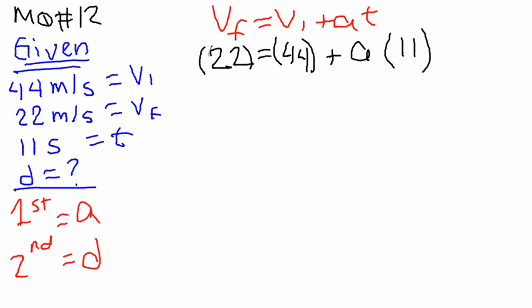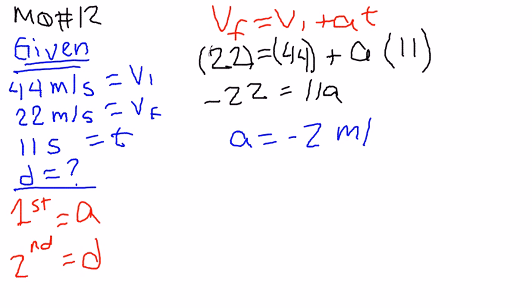First, you would subtract 44, which would give you negative 22 equals 11a. When you divide by 11, you end up getting acceleration equals negative 2 meters per second squared. It makes sense that this is negative because it says in the problem that it deaccelerates.